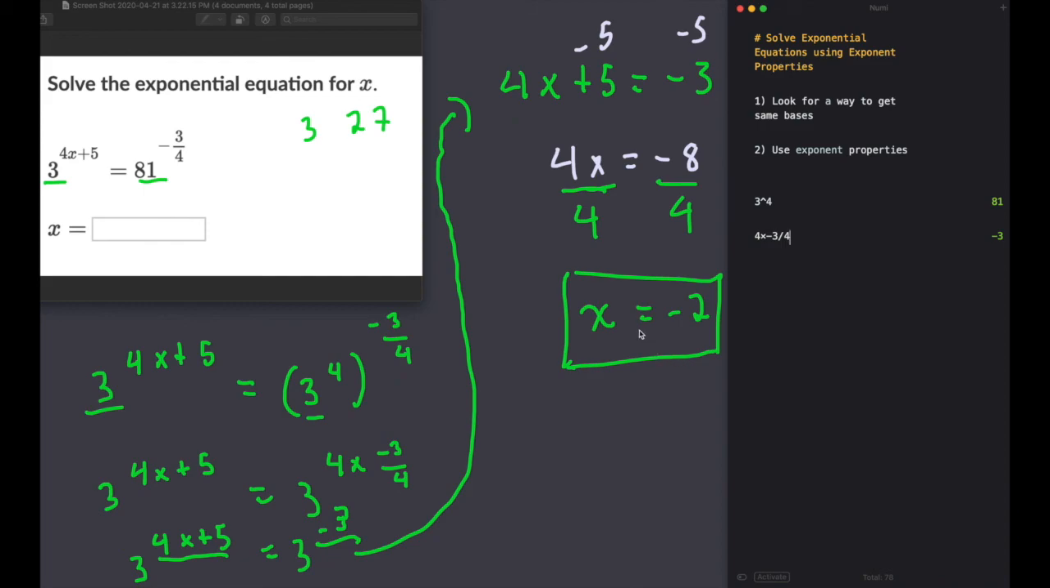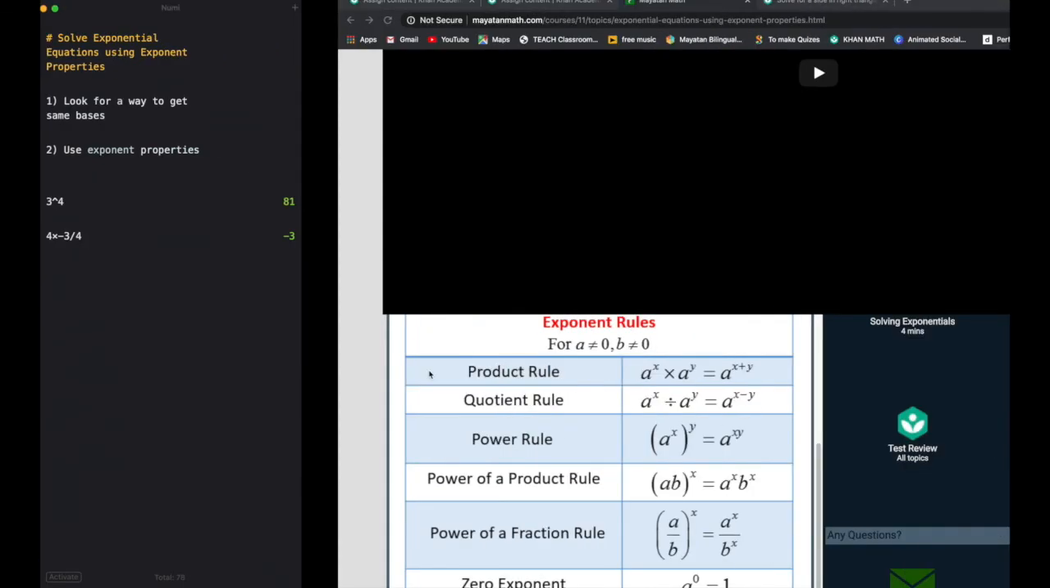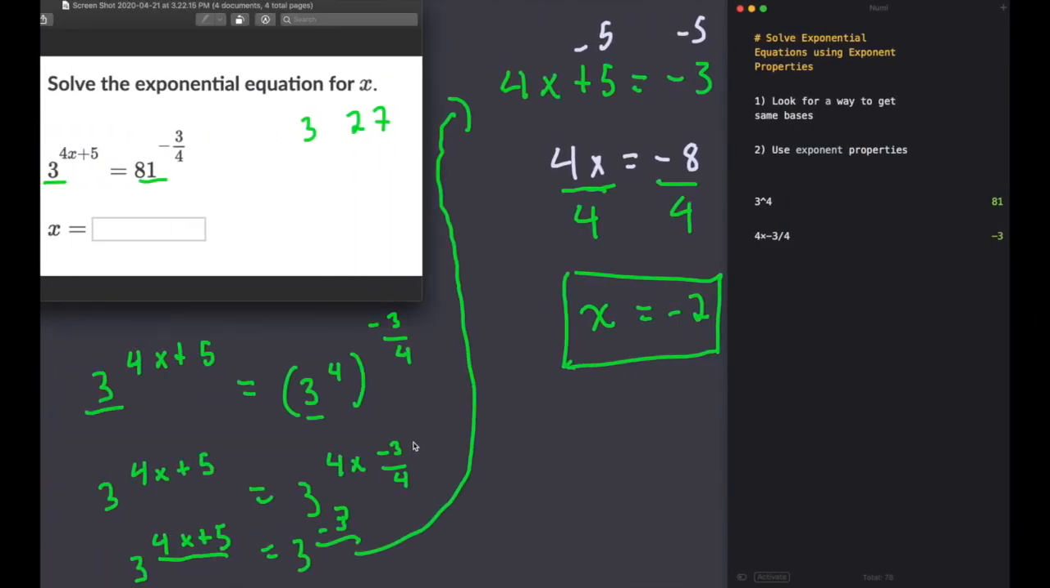So just pausing for a moment, thinking about how we approach these problems generally, you're going to have two bases that are not the same. You need to figure out a way to get those bases to be the same. So look for a way to get same bases. And then after that, you're going to have to use some sort of exponent rule. Maybe you'll have to remember exponents to exponents. Maybe you'll have to remember something else. But it'll be something from this list probably. And once you do that, you can simplify until you get to a point where you get a nice equation like this.